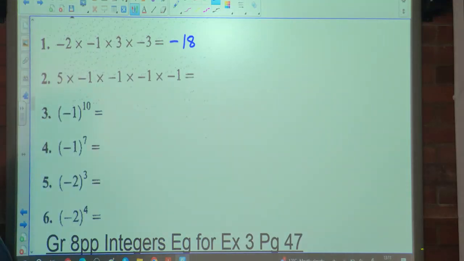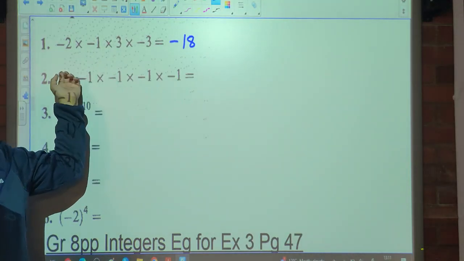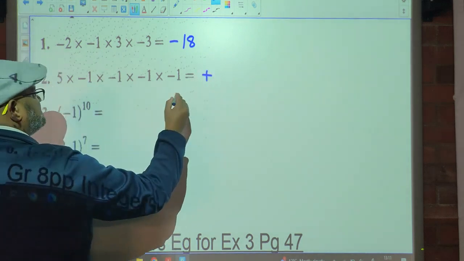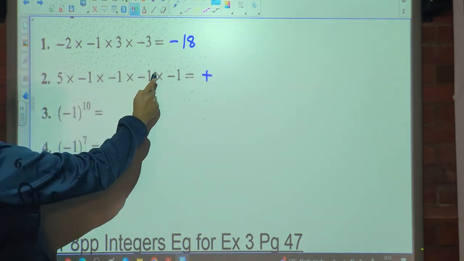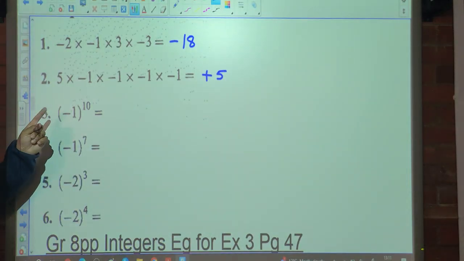You all agree with that? There's 1, 2, 3, 4 negatives. So the answer is going to be positive. 5 times 1 times 1 times 1 times 1 is 1. Let's look at the next sum.